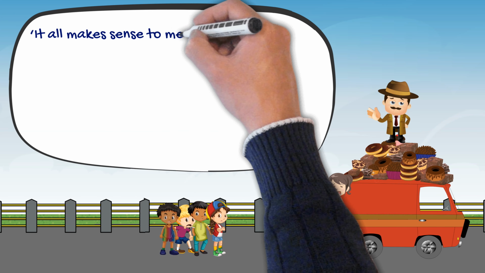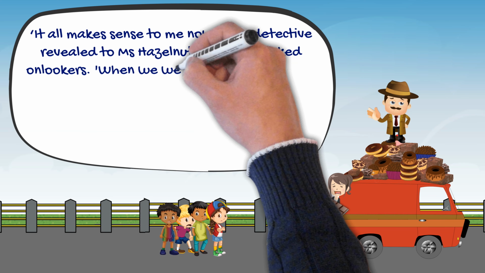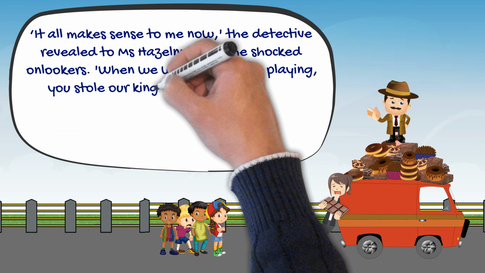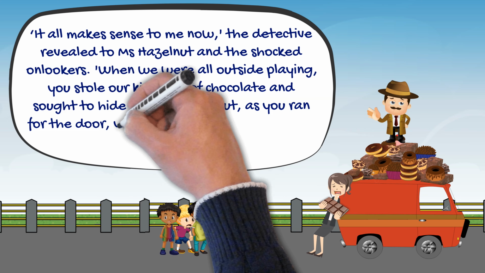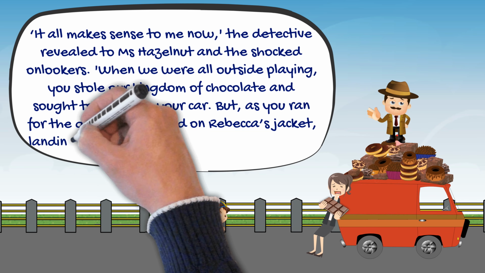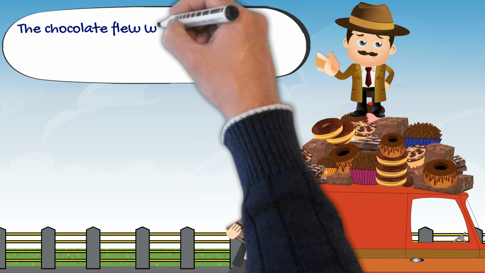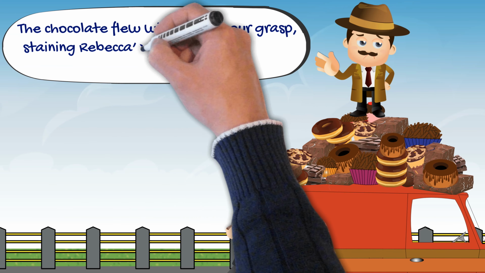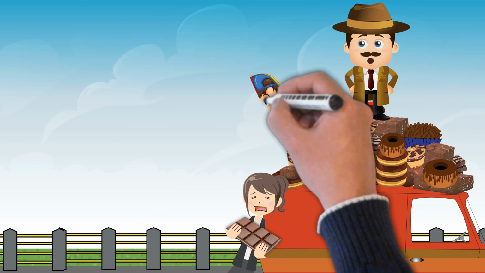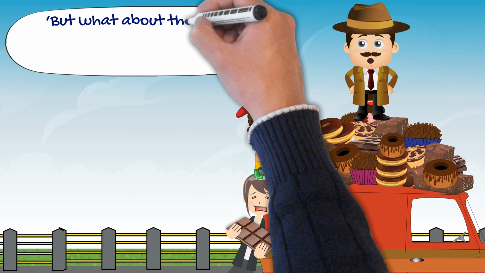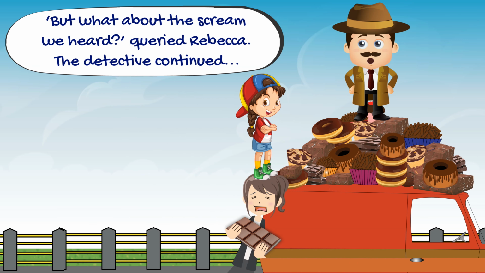"It all makes sense to me now," the detective revealed to Miss Hazelnut and the shocked onlookers. "When we were all outside playing, you stole our kingdom of chocolate and sought to hide it in your car. But as you ran for the door, you tripped on Rebecca's jacket, landing on Colin's glasses and breaking them. The chocolate flew wildly from your grasp, staining Rebecca's jacket, Colin's glasses, and the carpet in deliciousness." "But what about the scream we heard?" queried Rebecca. The detective continued.